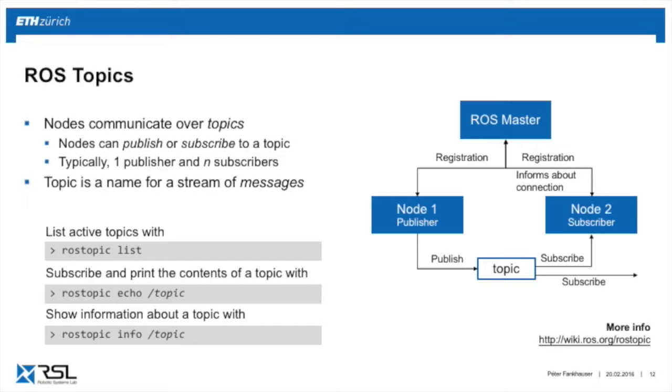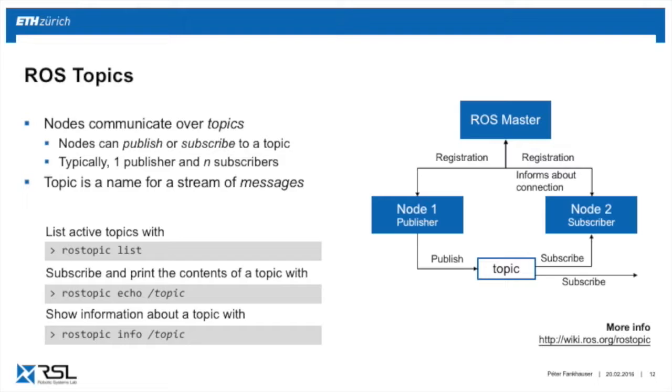To look at the list of the nodes that run on your system, you can type in rostopic list, which gives you a list of all the topics. You can already in the console subscribe to a topic by typing in rostopic echo, which prints out information, and then the topic name. This will subscribe to this topic and show you the contents in the console.